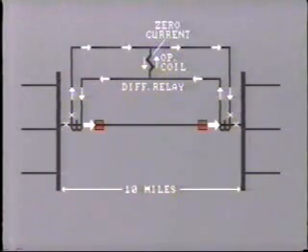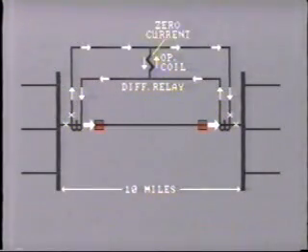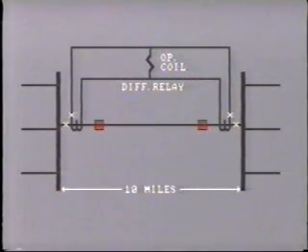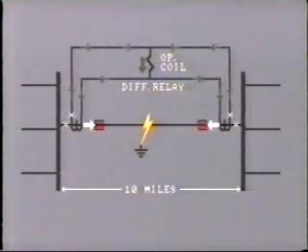For normal operation or even a through fault, these currents would balance and no current would flow through the relay operating coil. However, in the event of any internal fault, this balance would be upset and current would flow through the relay operating coil and trip the breakers at each end of the line. In practice, this is not how it's done.